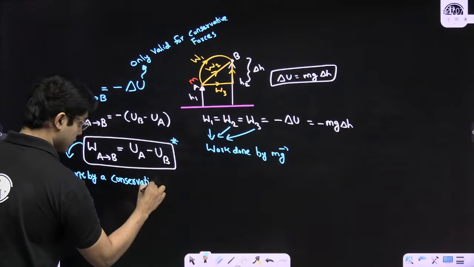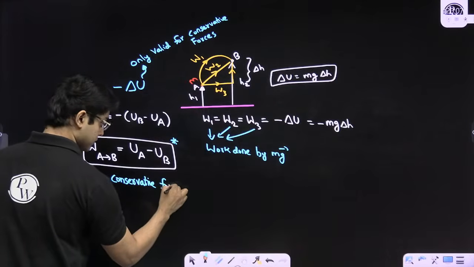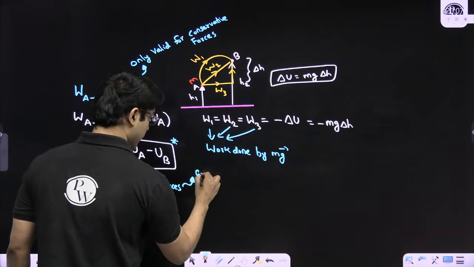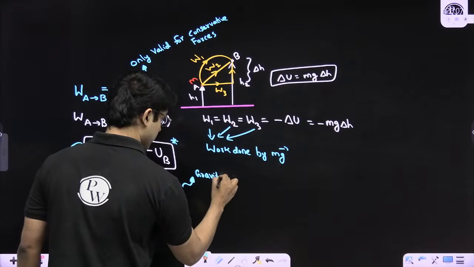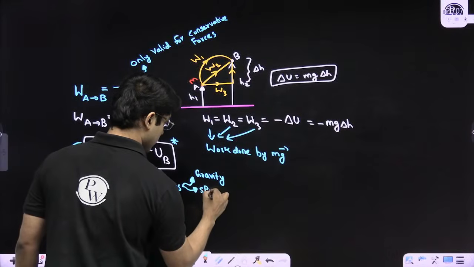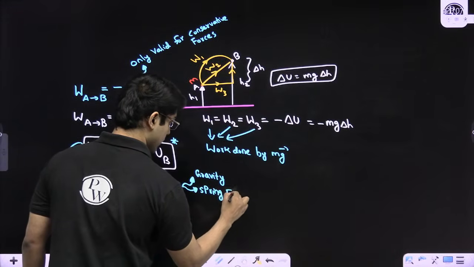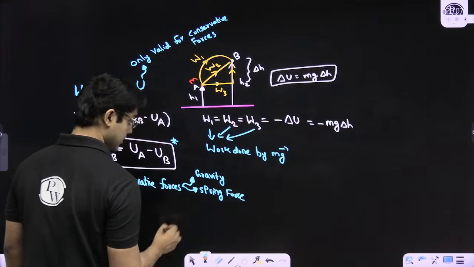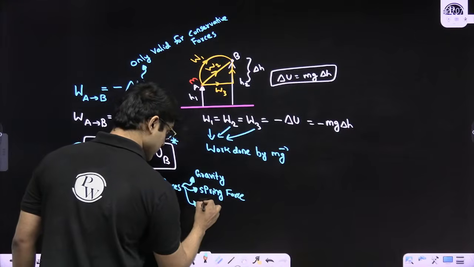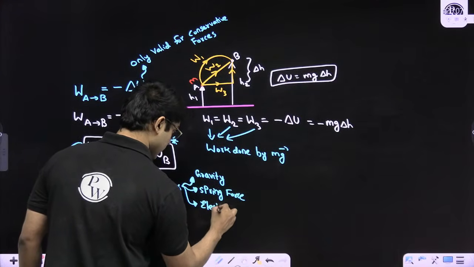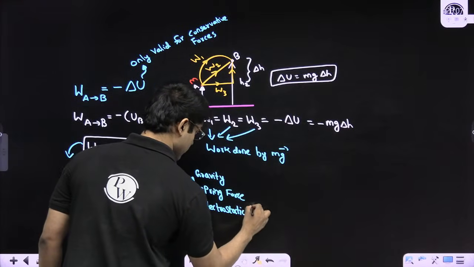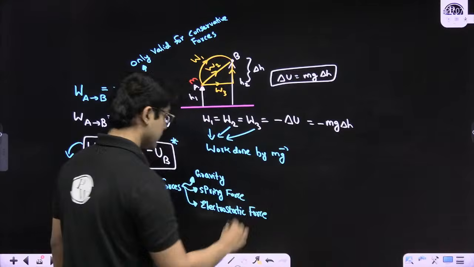Okay, and conservative forces for our syllabus, the first thing we covered was gravitational. And then we also discussed the spring force. We discussed the potential energy for the spring mass system. And now we are going to cover the third conservative force, which is electrostatic force. This is the third one.